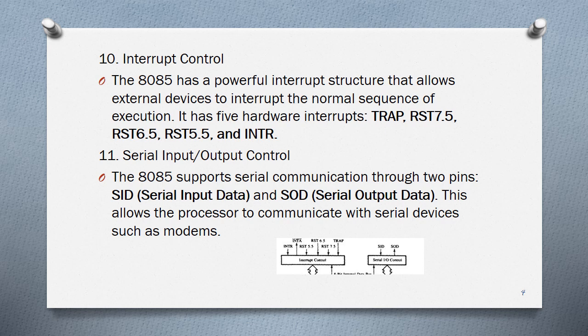And this processor has got a module called the serial input output control unit. There are two signals associated with this control unit: one is serial input data and the other is serial output data. Serial input data is the pin through which the serial data will come inside, and serial output data is the pin through which the serial data will move out. One bit at a time the data will be transferred in and out, to the external devices as well as to the processor.